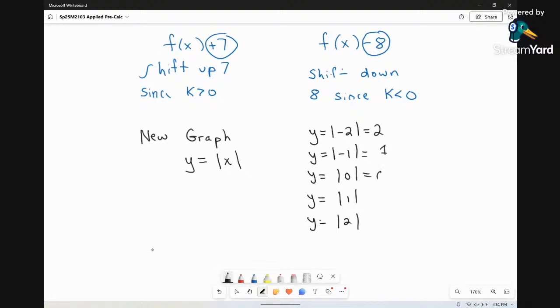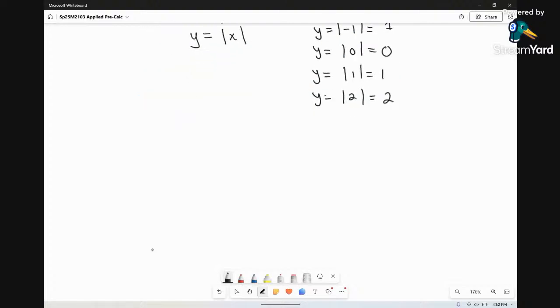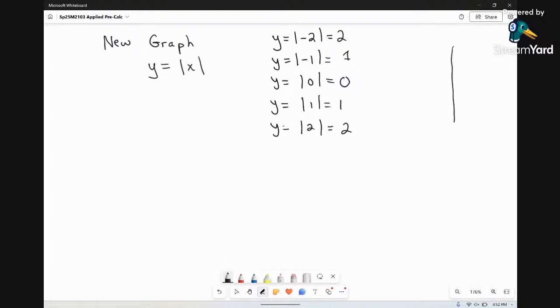How far is 0 from 0? No distance. How far is 1 from 0? 1. How far is 2 from 0? 2. So at the end of the day, both those definitions work. It measures how far from 0. It also says keep everything positive. So now if we plot these points, -2, 2, -1, 1, 0, 0, 1, 1, 2, 2, you get a V-looking graph, just like that.